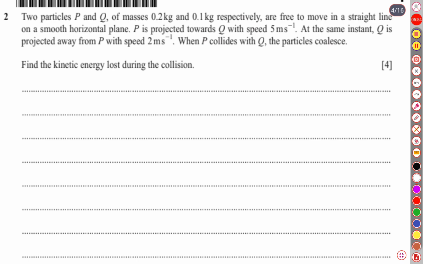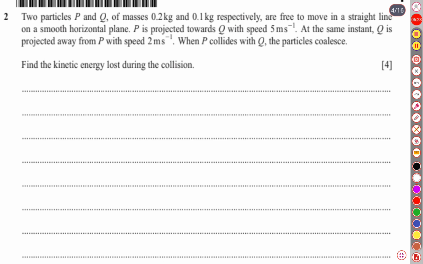Question number 2 says two particles P and Q of masses 0.2 kg and 0.1 kg respectively are free to move in a straight line on a smooth horizontal plane. P is projected towards Q with speed of 5 meter per second. At the same instant, Q is projected away from P with speed 2 meter per second. When P collides with Q, the particles coalesce. Find the kinetic energy lost during the collision.